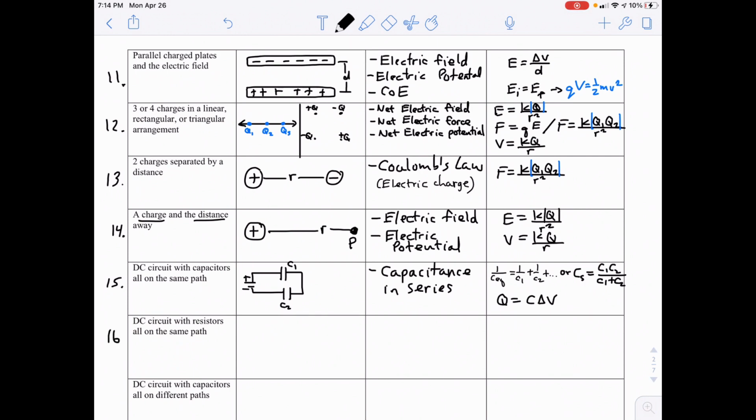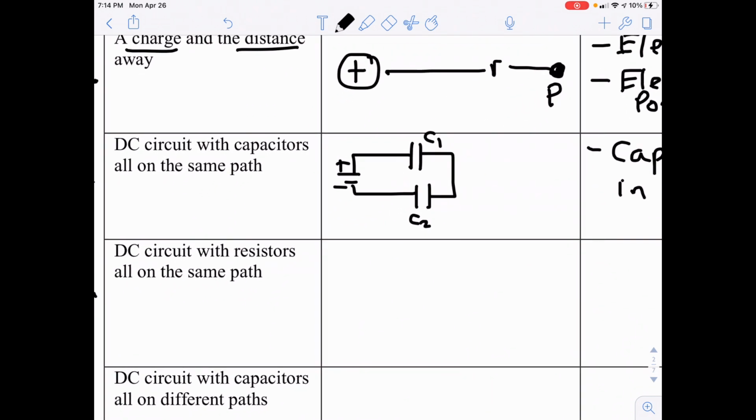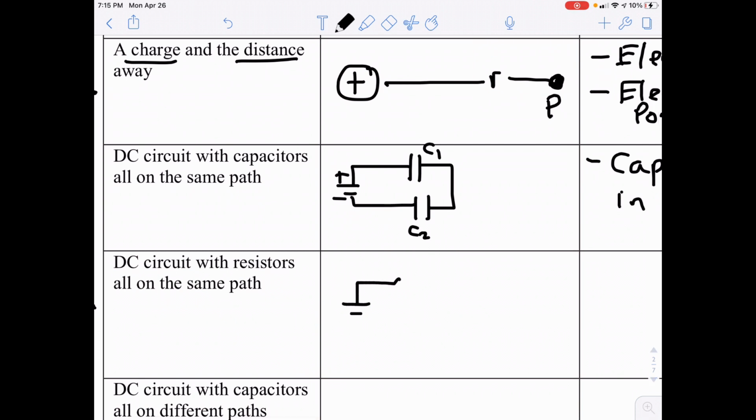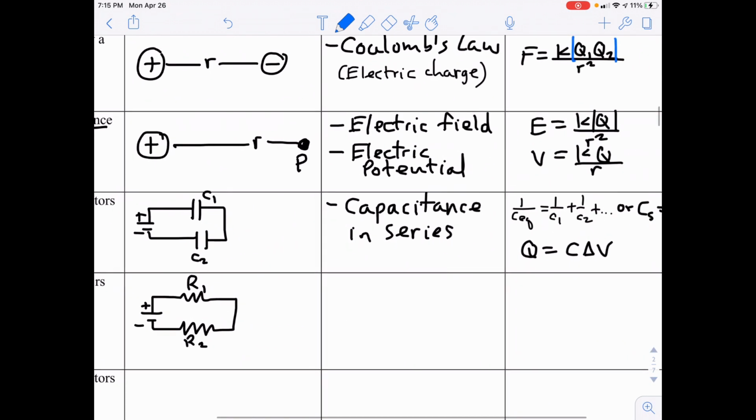Now in number 16, we're talking about a DC circuit where we have resistors on the same pathway. Remember, resistors have that zigzag symbol. Positive, negative. We'll call this resistor 1. We'll call this resistor 2. We can tell this is a series pathway because it's the same path. It's one path. And we're looking at resistance in series.